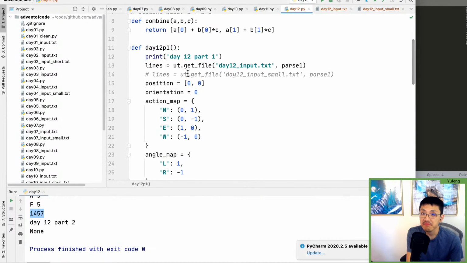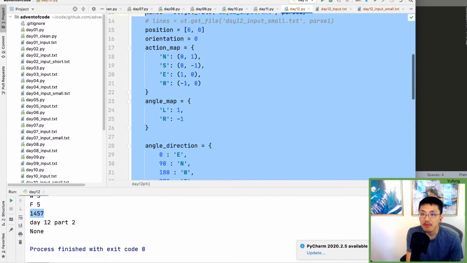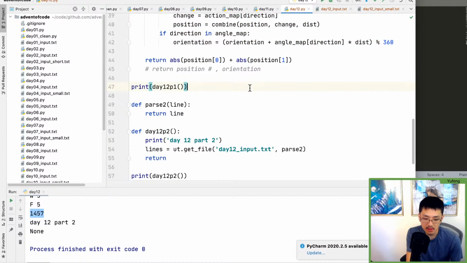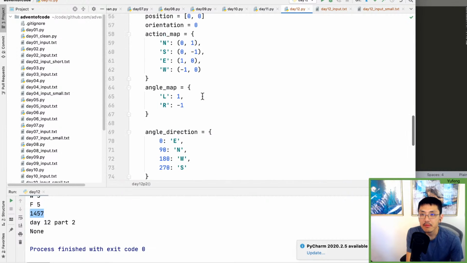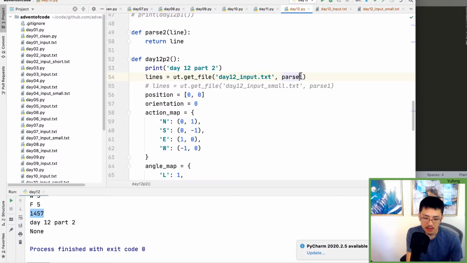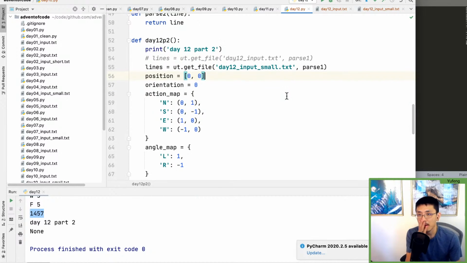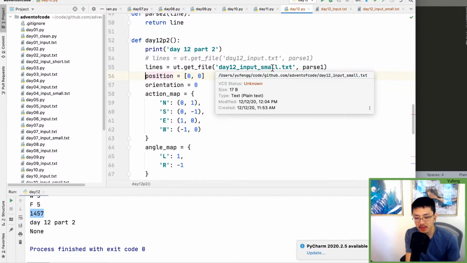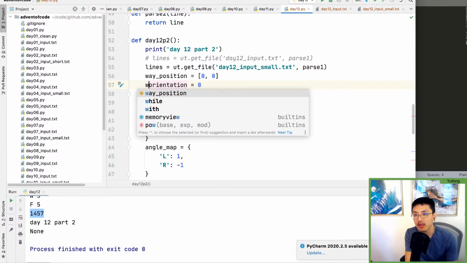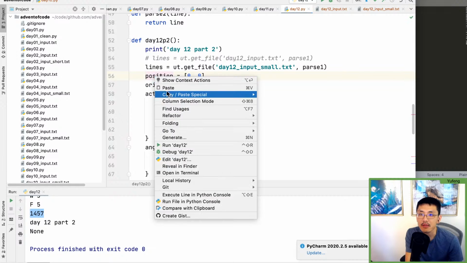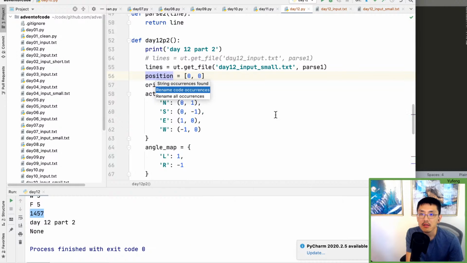I'll take this whole thing for part 2 with me here. Let's cancel out part 1 and paste that in. Switch this back to the small input. So now we have to keep track of waypoint position and waypoint. Oh, let's properly refactor this. Refactor.